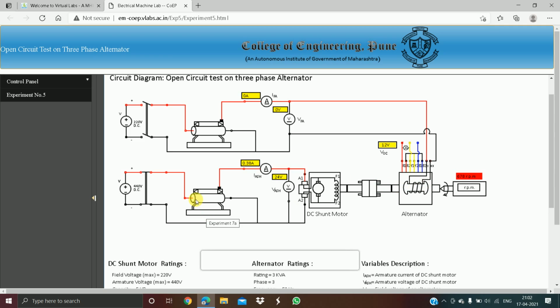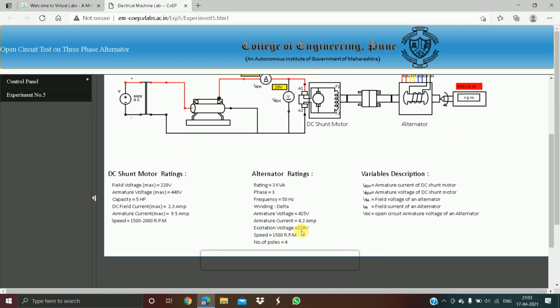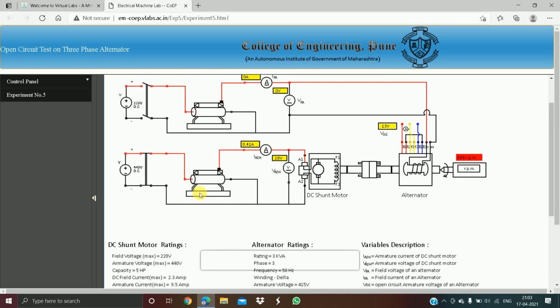Bring the alternator to its rated speed by increasing the speed with the rheostat. The rated speed of the alternator is 1500 rpm, which is given below. Now let us increase the rheostat. Now the rated speed of the alternator is set.